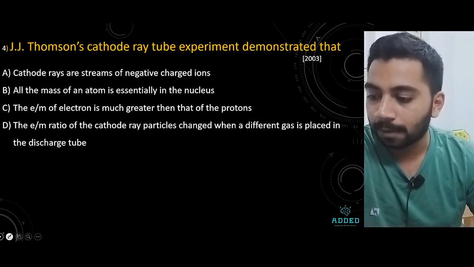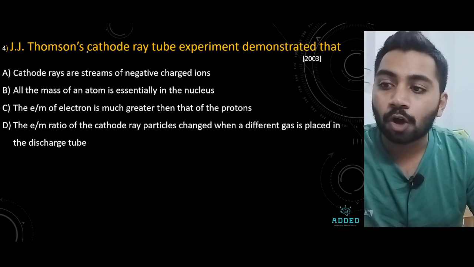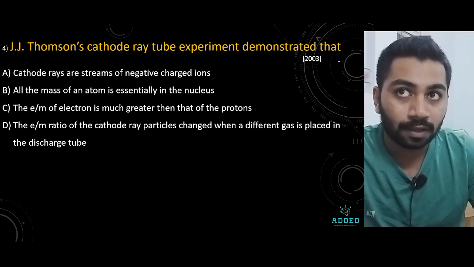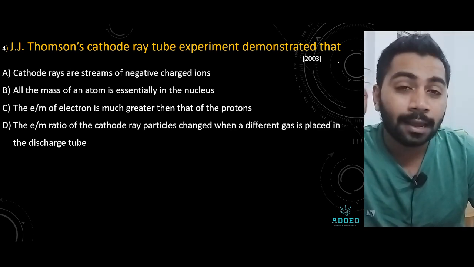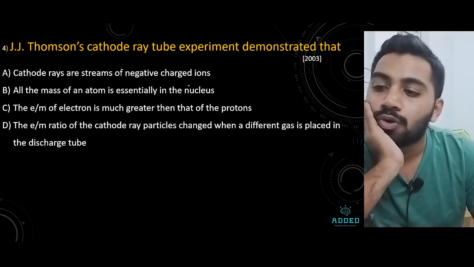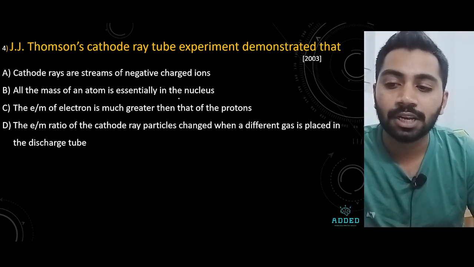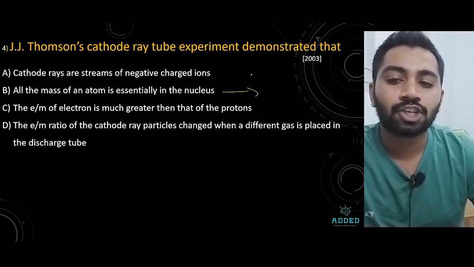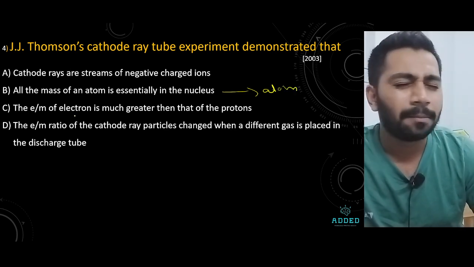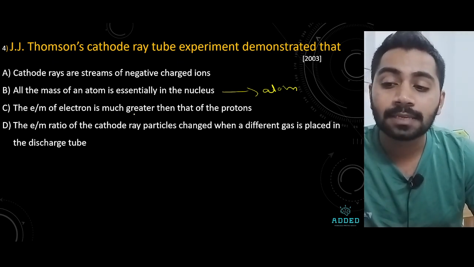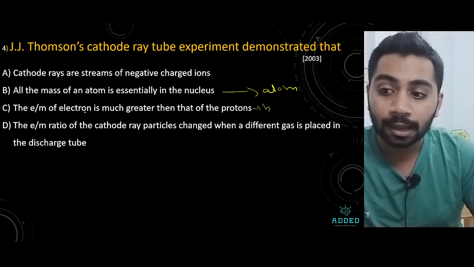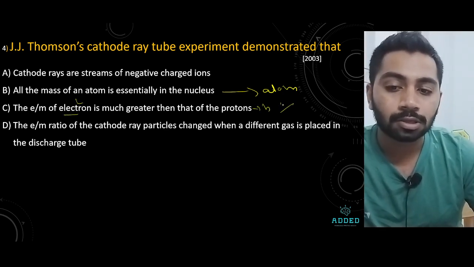Where is my marker? Okay. Now next question. J.J. Thomson's cathode ray tube experimentally demonstrated that. Okay. J.J. Thomson tube, which means the e/m ratio. J.J. Thomson tube experimentally demonstrated that cathode rays are a stream of negatively charged ions. All the mass of atoms is essentially in this, we will study in the next chapter. It's a different story. The e/m of electron is much greater than the proton. Is it right? No. I said now, proton is higher, electron is lower. So wrong answer.